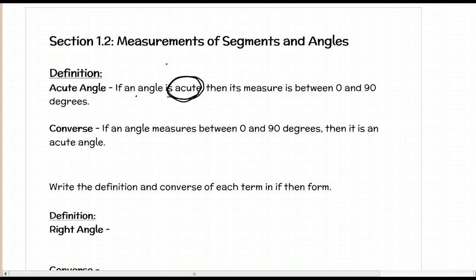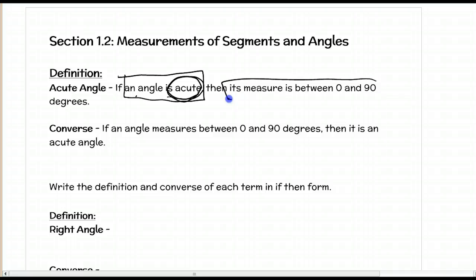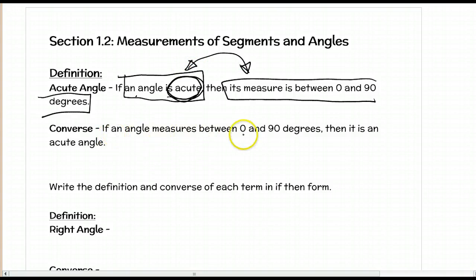Those are some things to remember. You might want to just jot a couple things down about it. So the converse of our definition of acute angle: we're going to switch the hypothesis and conclusion. Our hypothesis here was an angle is acute, and our conclusion was its measure is between 0 and 90 degrees. To get the converse, we're just going to switch these two parts. So the statement is, if an angle measures between 0 and 90 degrees, then it is an acute angle. Sometimes when we're writing it in English, you have to adjust the sentence a little bit so it makes sense.